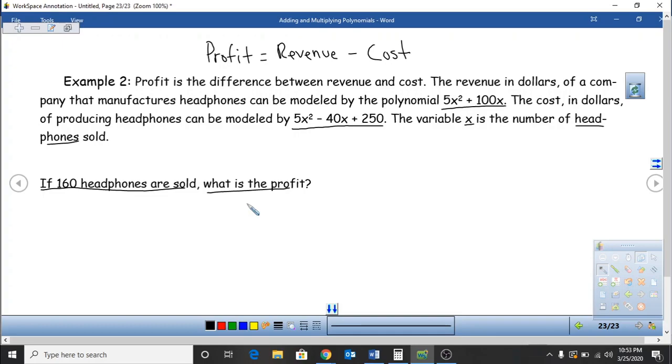So this one doesn't want the expression, but I'm going to need the expression. But it does want to know if I sold 160 headphones, what would the profit be? So I'm just going to apply this formula, revenue minus cost. And again, if I read it carefully, revenue is this expression, and then cost is the second expression.